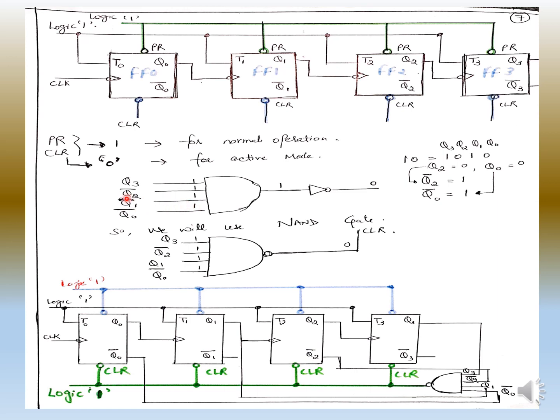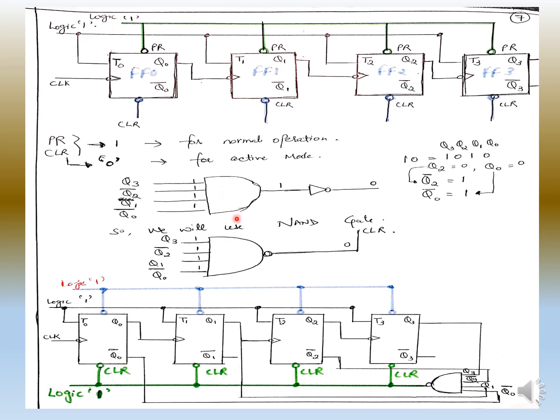So basically I have to apply Q3, Q2 bar, Q1 and Q0 bar, all ones here, to get the output 1, and then I will connect it to the NOT gate and I will get the 0 here. I will tell you the significance of 0, why we need 0 here. So we will use the NAND gate.